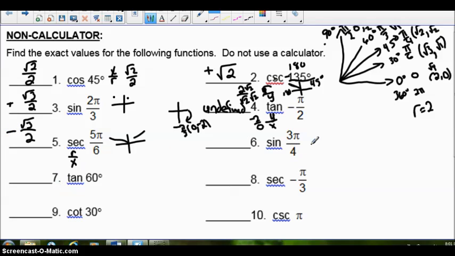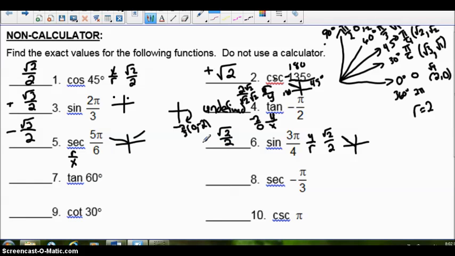Similarly, sine of 3 pi over 4. Pi over 4 is 45 degrees, and square root of 2, square root of 2 is its location. So sine, being y over r, means that would be square root of 2 over 2. And then we look for where 3 pi over 4 is located. If we count around, 1, 2, 3 is going to be here in the second quadrant, where sine is positive. So my answer is square root of 2 over 2.